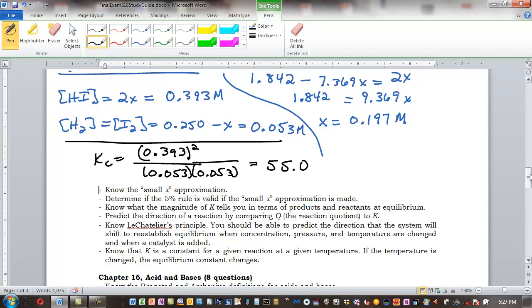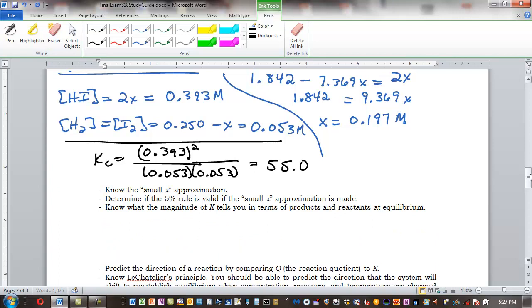All right, we'll come back to the small x approximation. You should be familiar with that. And we'll check the 5% rule at that time as well. Those kind of go together. Okay, but let's save that for a weak acid or weak base calculation. We kind of just talked about what the magnitude of K tells you, but let's just reinforce that.